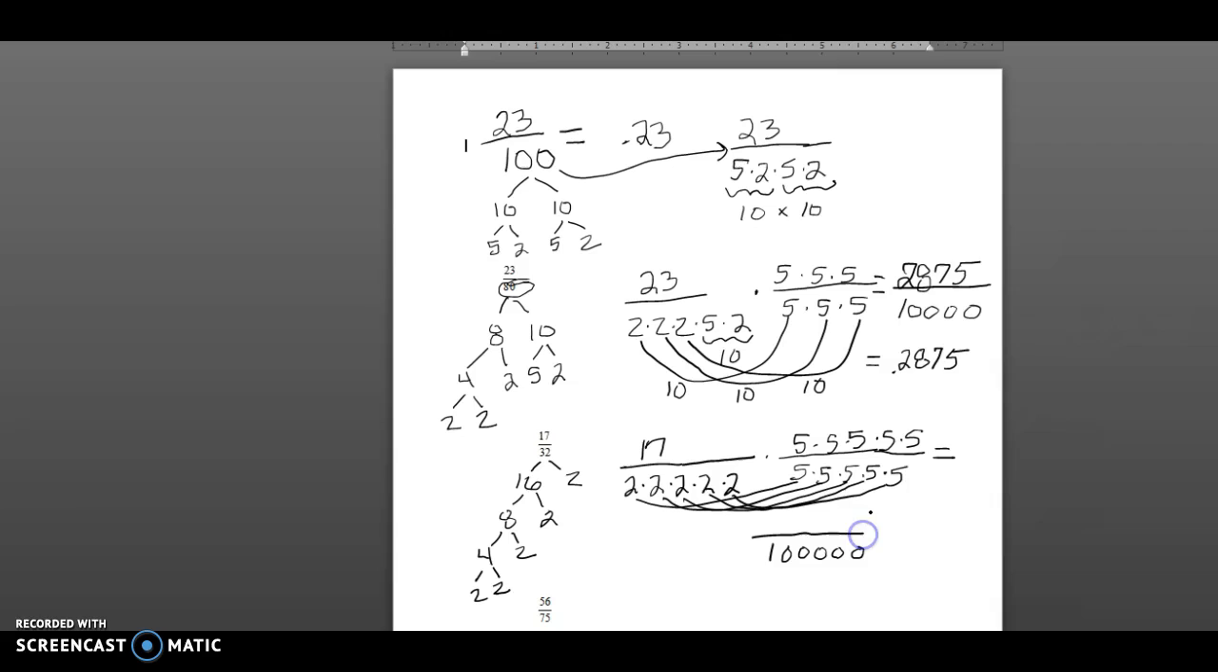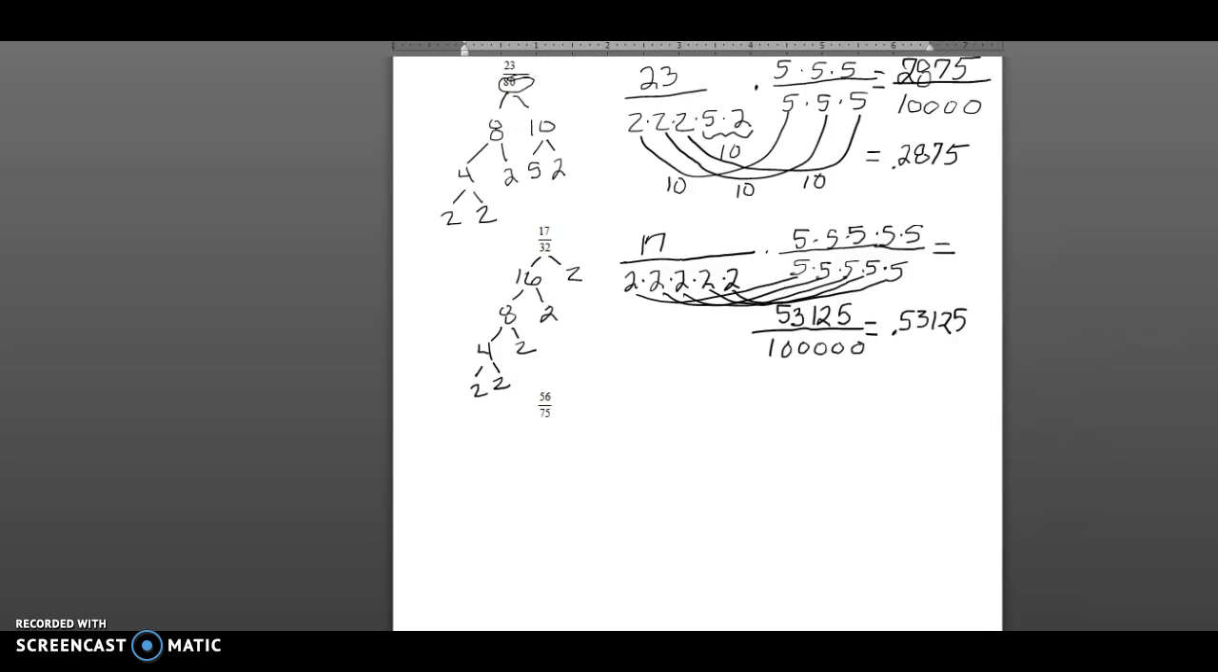All right, grabbing calculator again, hold tight. So I've got 17 times 5 times 5 times 5 times 5 times 5, and I get 53,125. And I can write that as a decimal. It's 0.53125. All right, hopefully this is helping. I'm going to do one more.